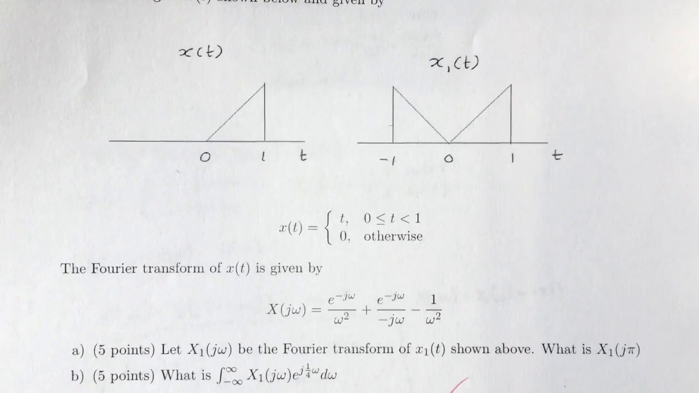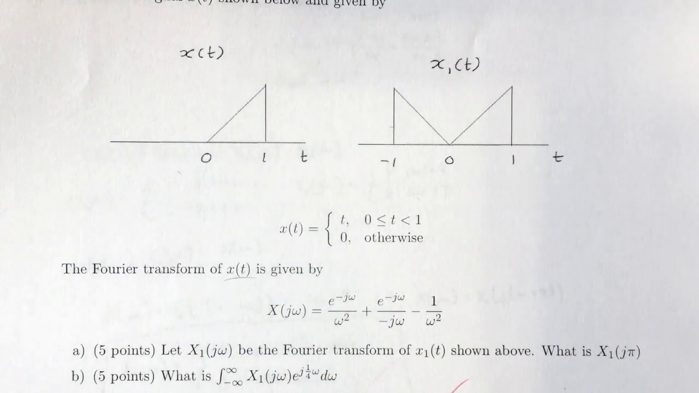And we have here the Fourier transform of x of t is given by X(jω) = e^(-jω)/ω² + e^(-jω)/(-jω) - 1/ω². And then parts a and b: let X1(jω) be the transform of x1(t) shown above. What is X1(jπ)? And then part b is, what is the integral from negative infinity to infinity of X1(jω) e^(j(1/4)ω) dω?